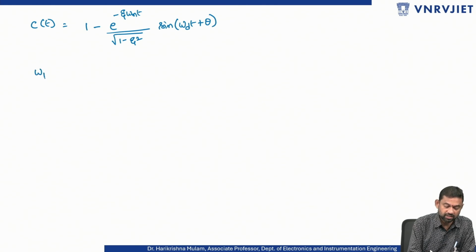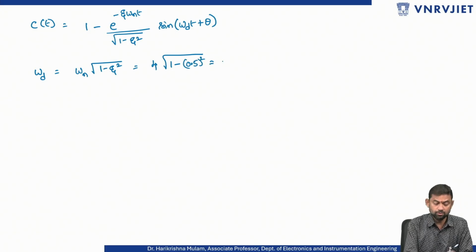We have already found several times how to find the damped frequency of the system, omega d, and theta of the system. So omega d is omega n times square root of 1 minus zeta square. Omega n is equal to 4. Square root of 1 minus zeta, which is 0.5, whole square. And if you find this value, it will be around 3.464 radians per second.